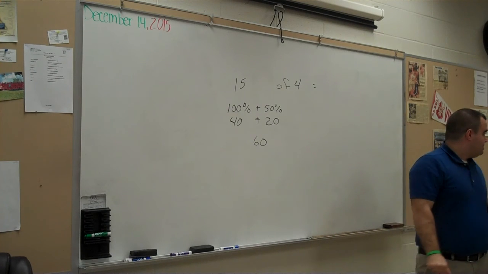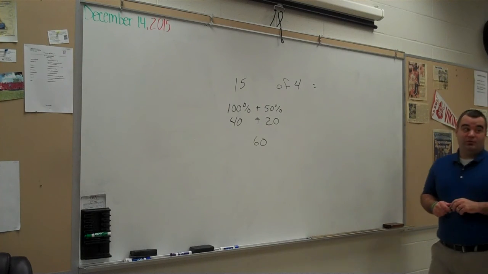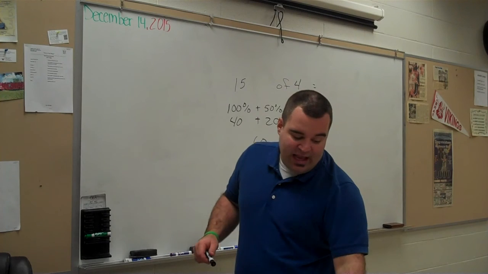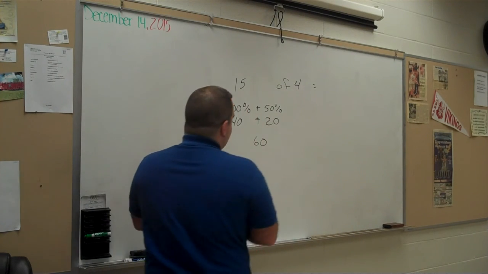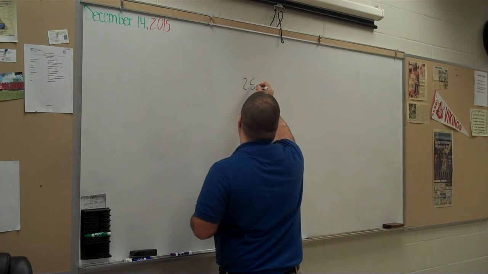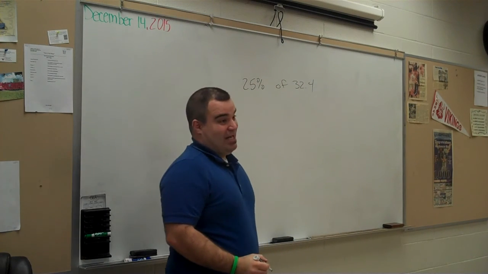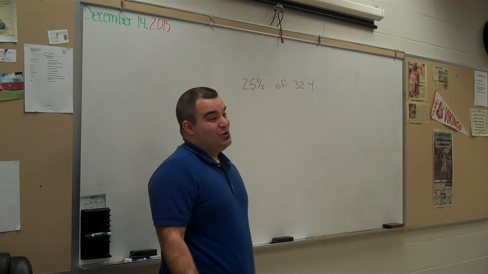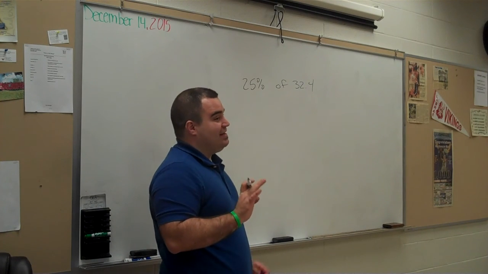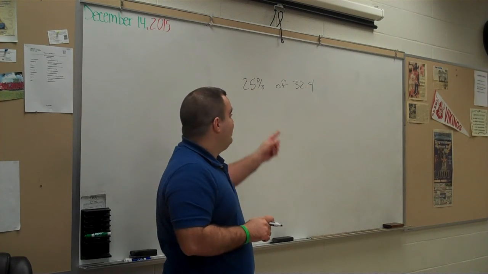15 times 4 gives me 60. Will that work every time? I don't know. No. Let's take a look at number 8. 25% of 32.4. I don't see any zeros to drop. Just be careful doing that, because I don't think that's going to work often enough to make it an exception.